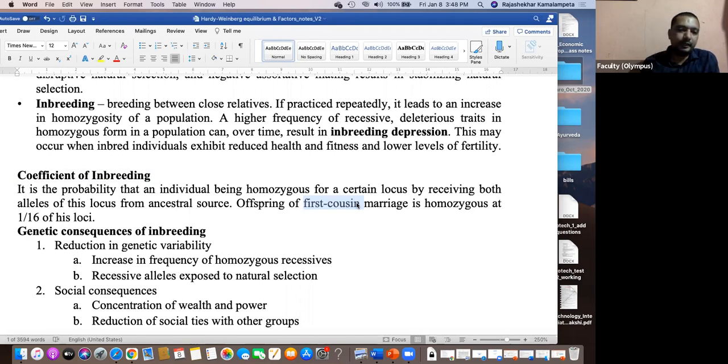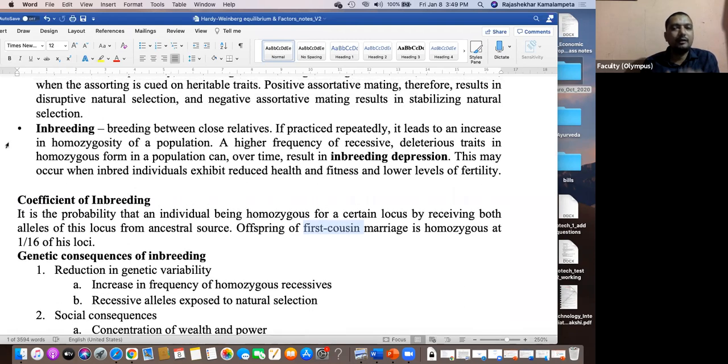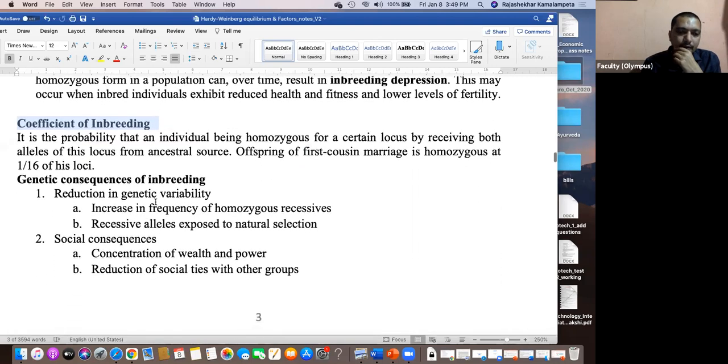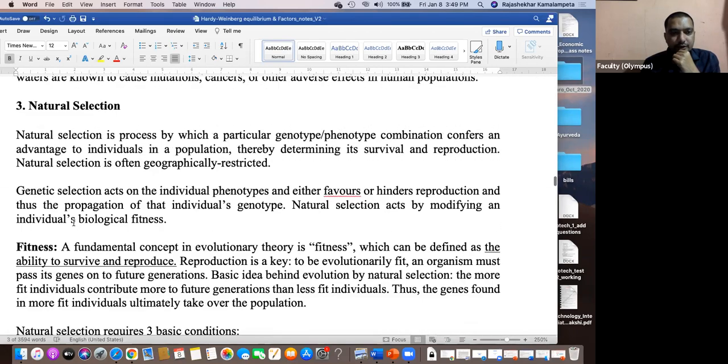This is part of your handout. If you're interested, I can explain it to you further. But for now, just be familiar. If you want to learn more, read more about it, and I'll explain more. Otherwise, it may confuse you now. But be familiar that the coefficient of inbreeding is a way to calculate the percentage or probability of carrying the dominant or recessive homozygous condition in a given individual or in a given population. I'll come to the genetic consequences later. Mutation we already finished talking about.